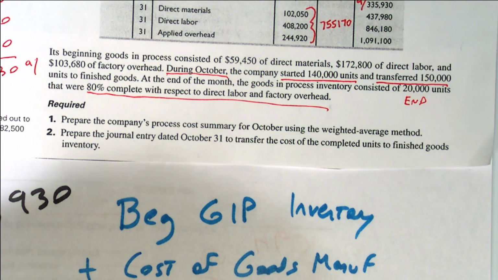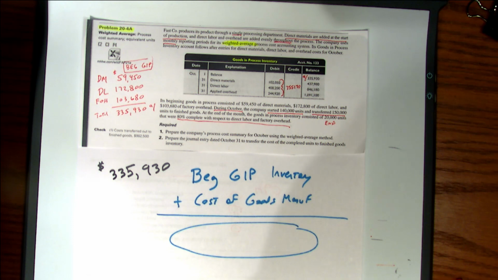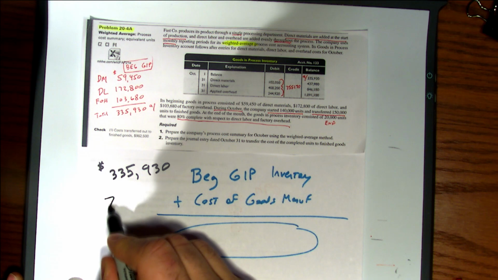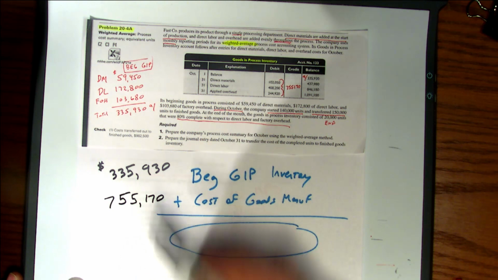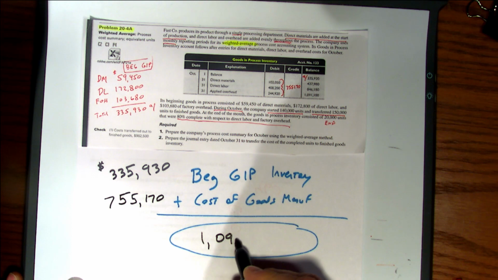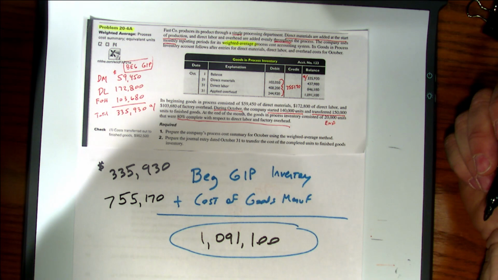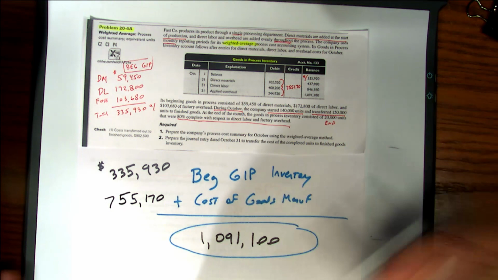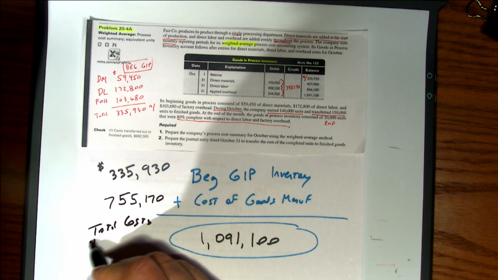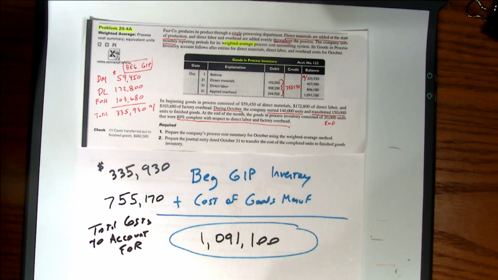Okay. So, we know this number right here equals 755,170. Okay. We add those two numbers together and they equal 1,091,100, which is this number right here. Are you with me? You follow me? Okay. These are the total costs that we need to account for. Okay? And we'll be going over to that template here in a second.